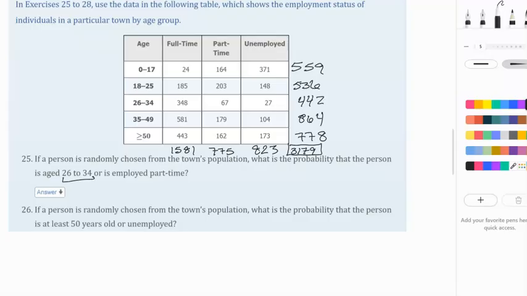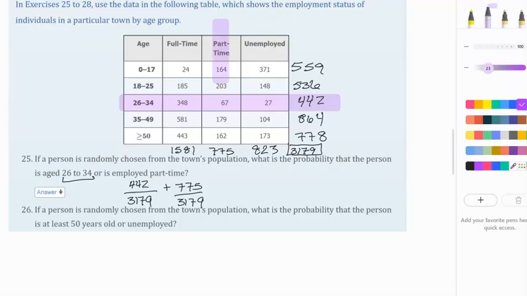So that would be 442. So that's all of these. And then we're going to add the probability that they're employed part-time. So that's 775 out of 3179. And so when we look at that, that's these. But notice the 67 got counted twice. So we are going to subtract the 67.